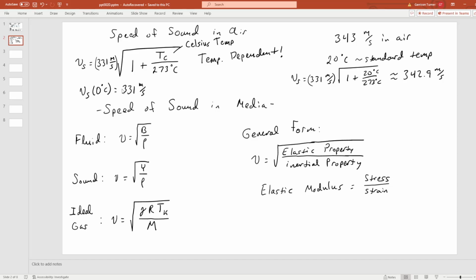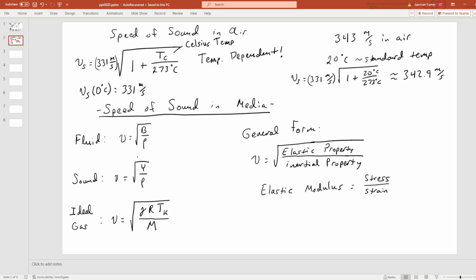Let's just do a percent difference on that. Yeah, 3.6%. So increasing the air temperature by 20 degrees Celsius increases the speed of sound by 3.6%. Okay, so it's slight, but it is appreciable. Now, of course, air is not the only thing that sound can move through. Sound can move through almost any physical medium.